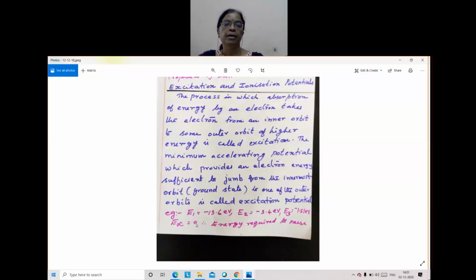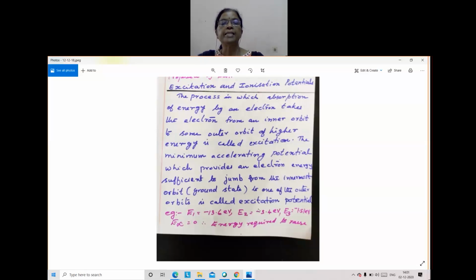For example, we know the energy of the ground state is E1 equals minus 13.6 eV. The first excited state energy is this divided by 2 squared. We get minus 3.4 eV. This is the first excited state. The second excited state is minus 1.51 eV, like that.